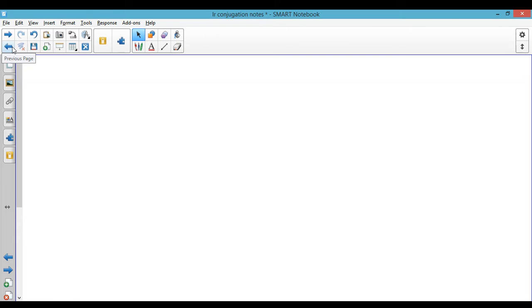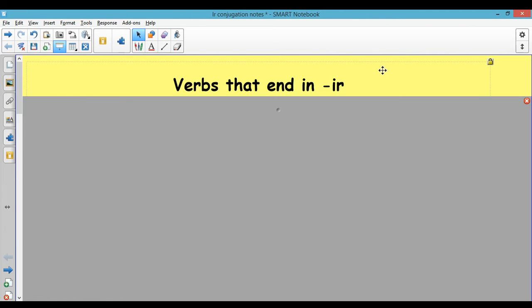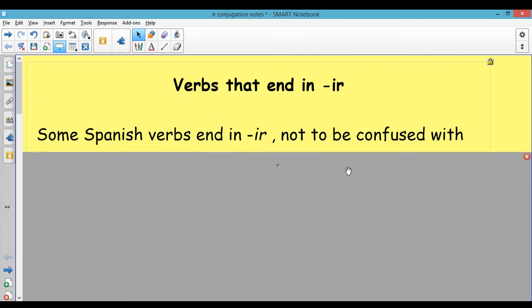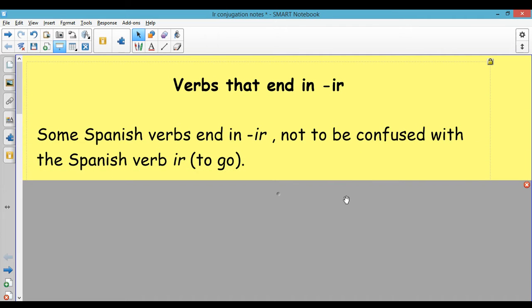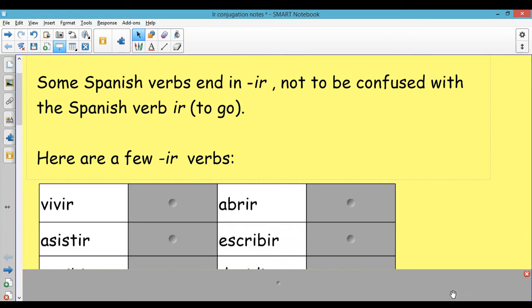In this video, we are going to conjugate verbs that end in IR. This is not the same thing as the verb ir in Spanish, which means to go. So I don't want you to confuse ir and verbs that end in IR. Let's take a look at some IR verbs. Here's a couple of them.